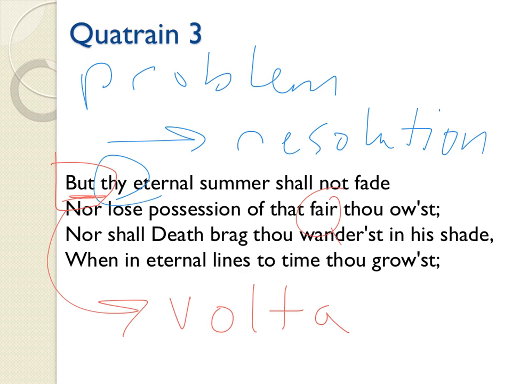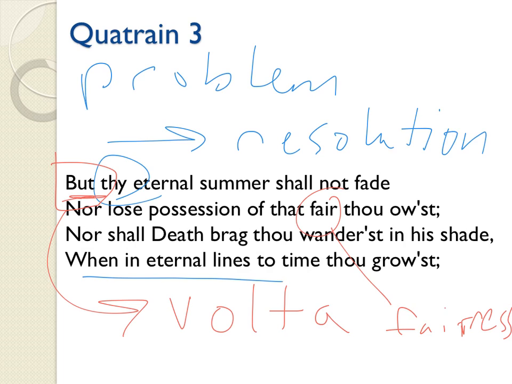Okay, so second line here, the subject will not lose possession of that fair. Again, that's going to mean fairness, beauty, that he owes. And the subject can also say that death cannot wander in his shade. Or I'm sorry, death cannot say that the subject is wandering in his shade. And here is where we're finding the answer to all of that.